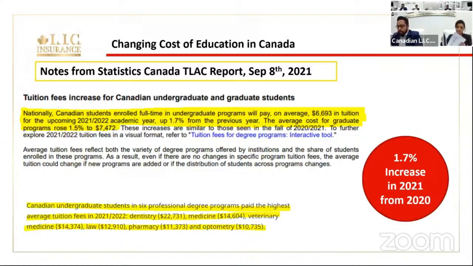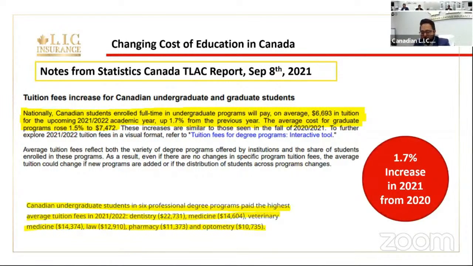This particular report says that the average Canadian student paid about $6,700 in annual tuition fees, which was around a 1.7% increase from what the student paid in 2020. So this is a factor when it comes to inflation. This is a year-on-year increase of about 1.7% for undergraduate courses across Canada, averaging out all the courses.